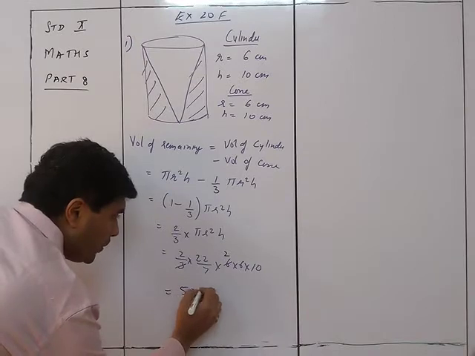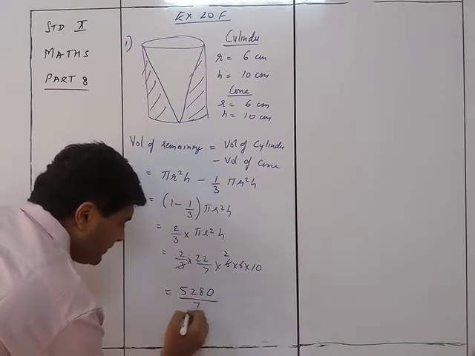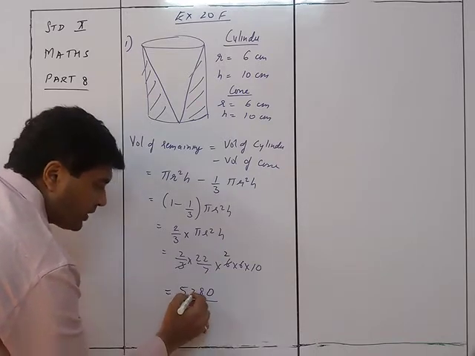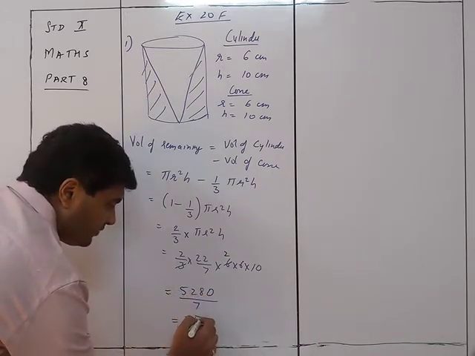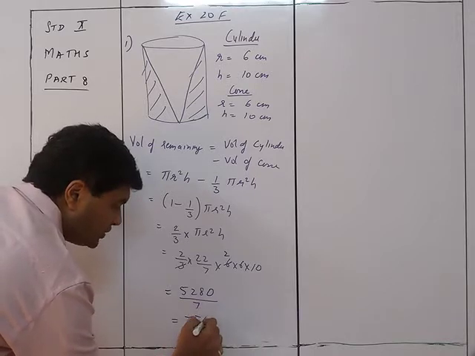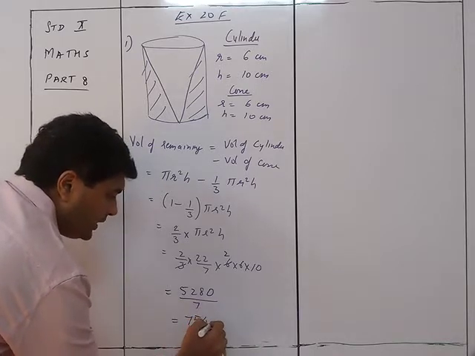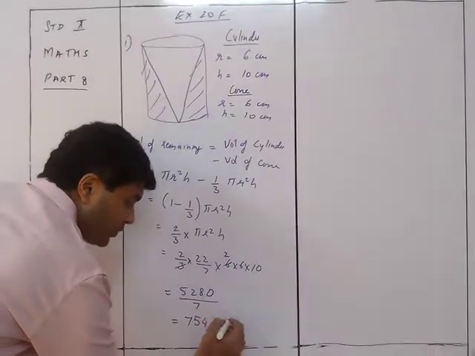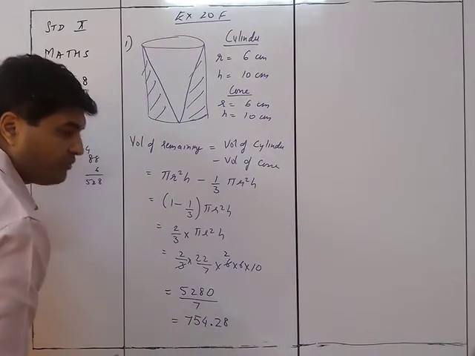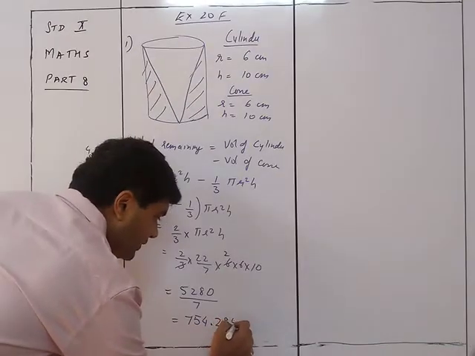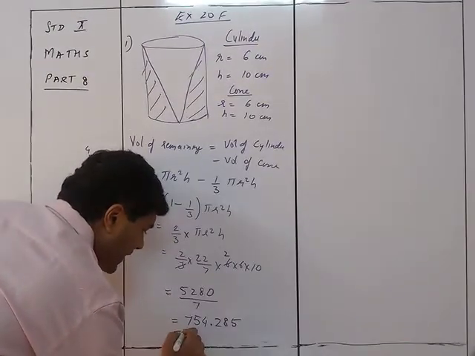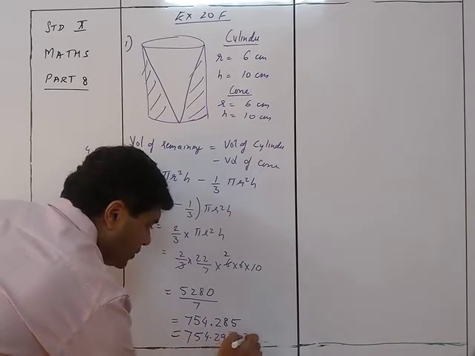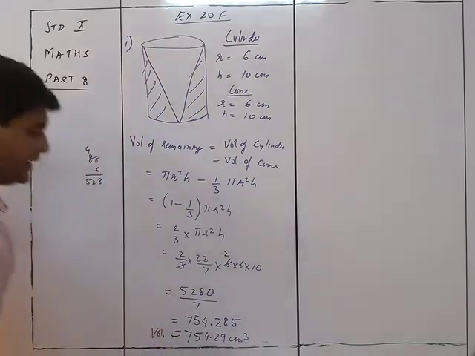So 5280 upon 7. That will be given as 7 7 is a 49, so 38, so 5 is a 35, so 30, so 4 is a 28, then 20, so 20 will be again 2 is a 14, and 60 will be 8 is a 56, and 40, so again 5. So that will give me an approximate value of 745.29 centimeter cube. That is the volume of the remaining solid.